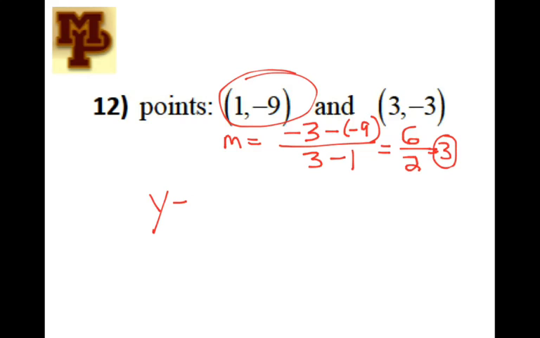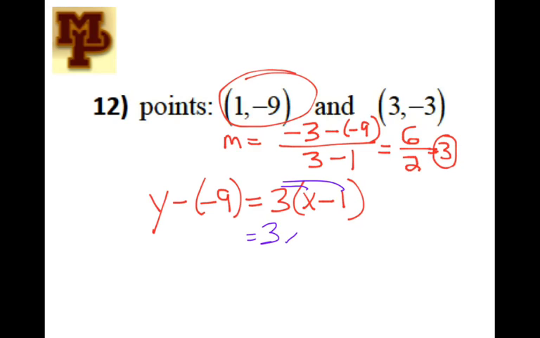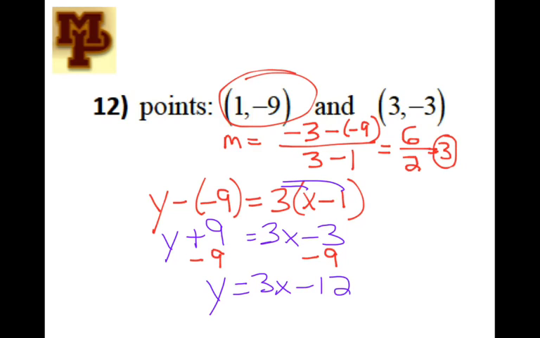So y minus a -9 equals 3 times x minus 1, and then we're going to distribute. So we get 3x minus 3, and this is y plus 9. And then we're going to get the y by itself, so we got to subtract 9. So we get y equals 3x minus 12.